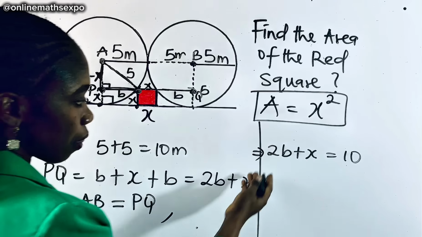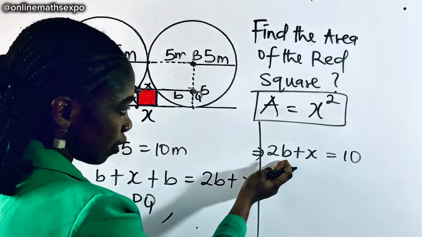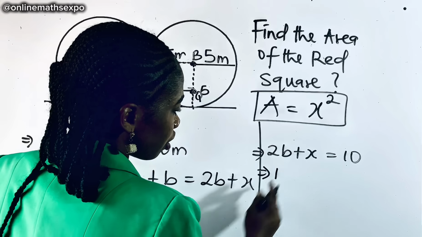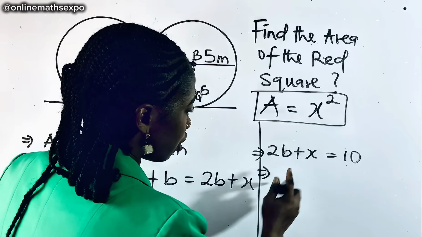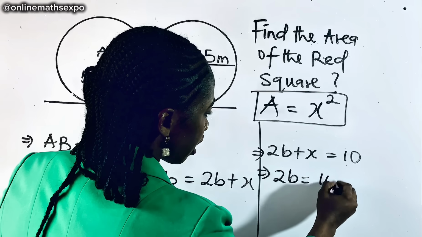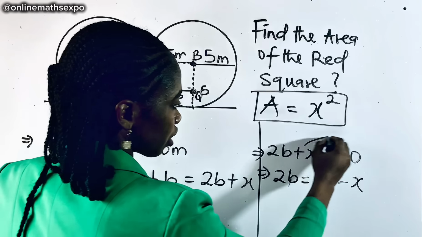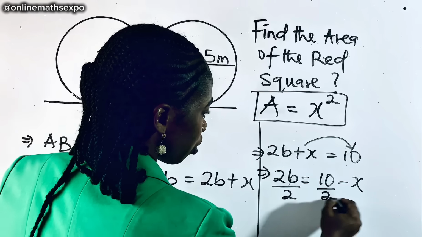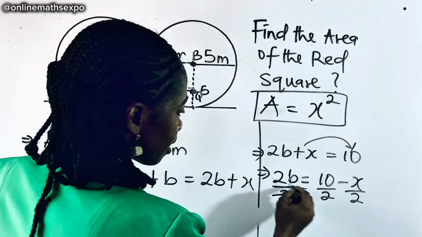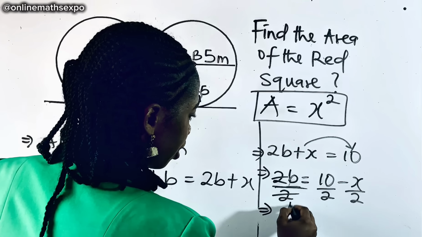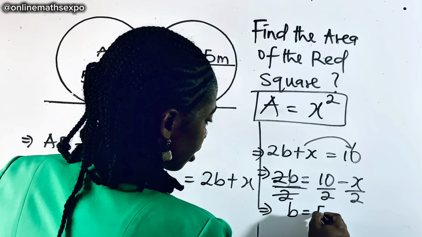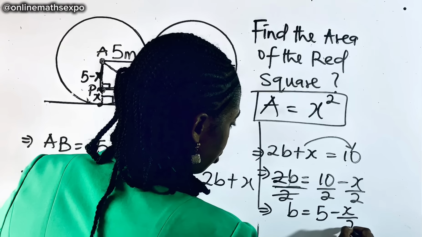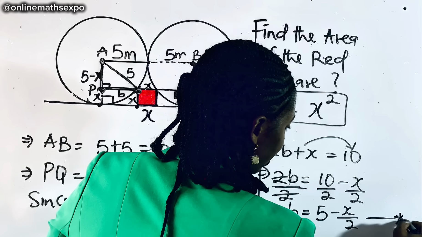So what does it mean? We can make B the subject. So we have that 2B is equal to 10 minus x, subtracting x from both sides. To get your B, divide each side by 2. Cancel this, and we now have that B is equal to, dividing this, 5 minus x over 2. We are going to leave this equation.